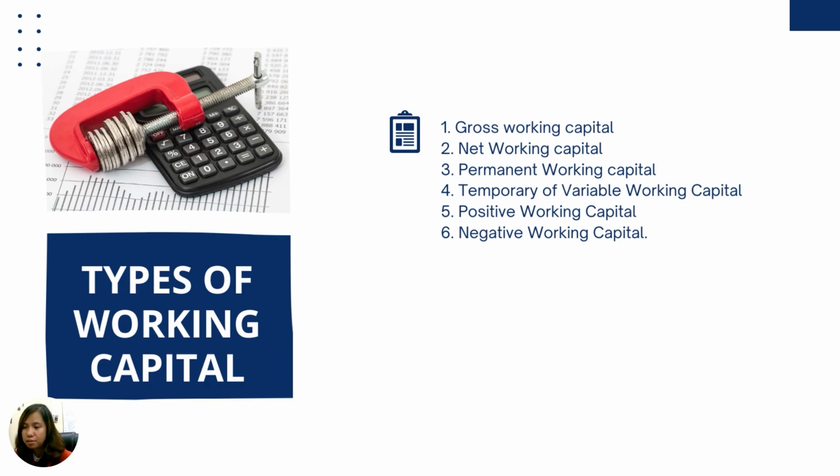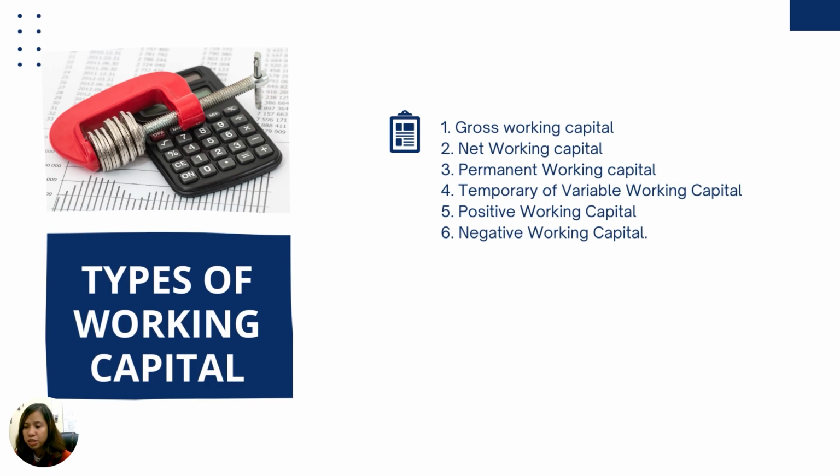Number three, permanent working capital. It represents the minimum level of investment required in current assets to support the ongoing operations of a company. It includes the funds necessary to maintain minimum levels of inventory, accounts receivable, and cash reserves to meet day-to-day operational requirements.